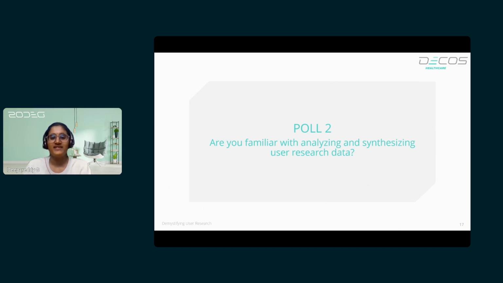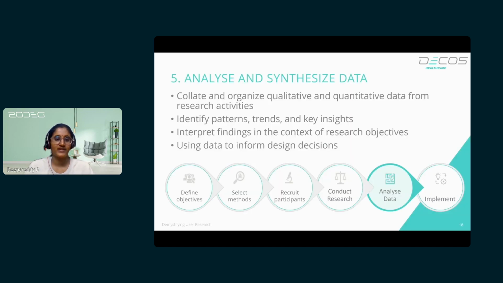Okay, so I see that most of the participants are not so aware of this phase, analyzing and synthesizing user research data. I'll walk you through this phase of user research in detail. So the fifth step, analyze and synthesize data, is the fifth step in user research. We analyze the findings that we have obtained from the user research we conducted earlier, to extract meaningful insights.